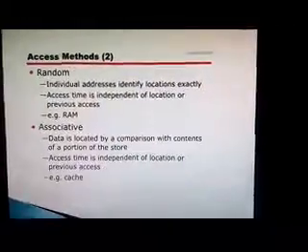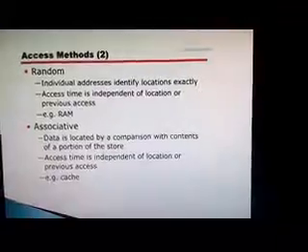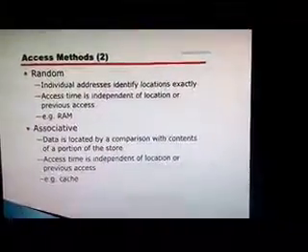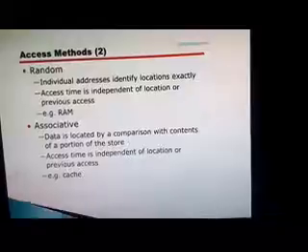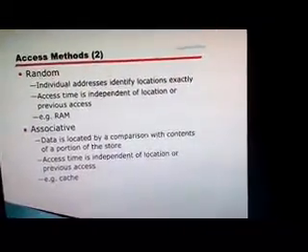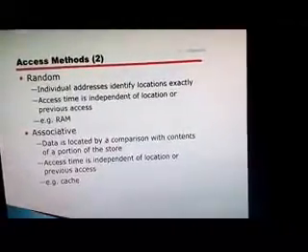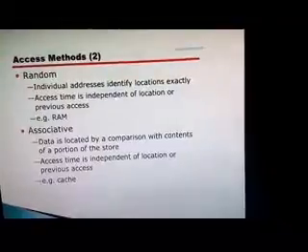disk. Access method 2. Random. Individual addresses identify locations exactly. Access time is independent of location or previous access, e.g. RAM. Associative. Data is located by a comparison with contents of a portion of the store. Access time is independent of location or previous access, e.g.